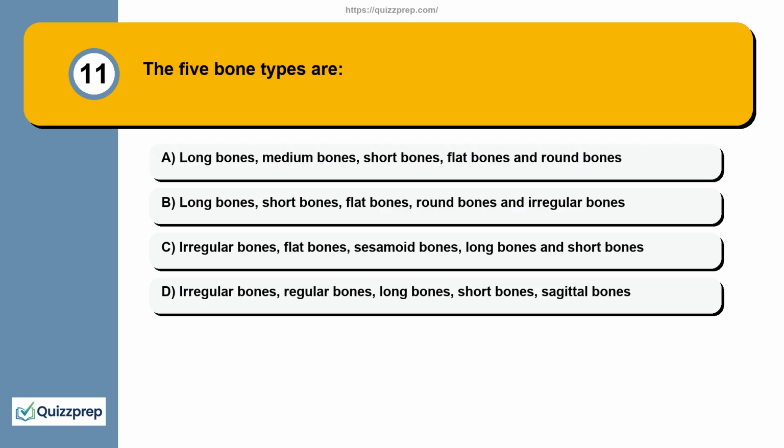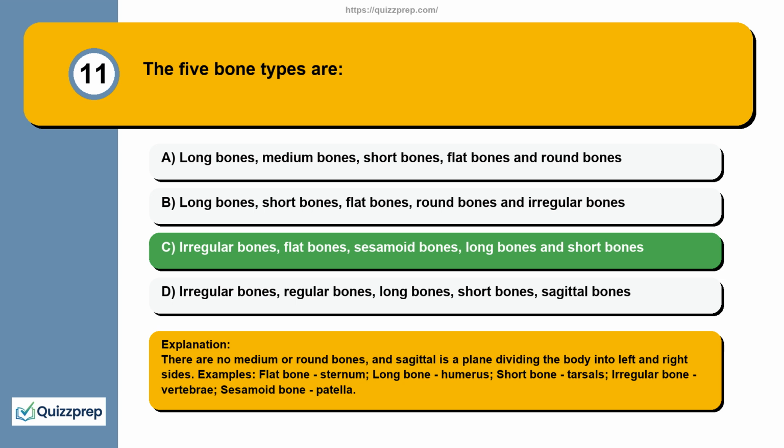Question 11. The 5 bone types are long bones, medium bones, short bones, flat bones and round bones. Long bones, short bones, flat bones, round bones and irregular bones. Irregular bones, flat bones, sesamoid bones, long bones and short bones. Irregular bones, regular bones, long bones, short bones, sagittal bones.